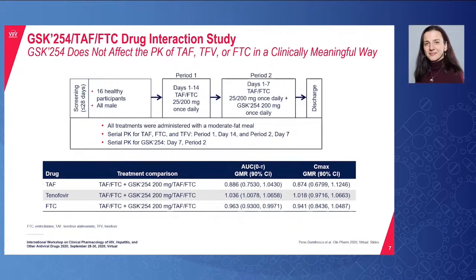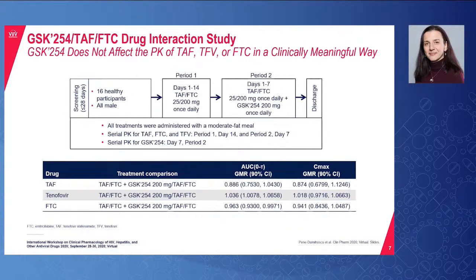In terms of the design illustrated at the top of the slide, this was an open-label, fixed-sequence, 2-period, one-way drug interaction study which consisted of a screening period followed by period 1, where participants received TAF-FTC alone for 14 days, followed by period 2, where participants received TAF-FTC with 200 mg GSK254 for 7 days.